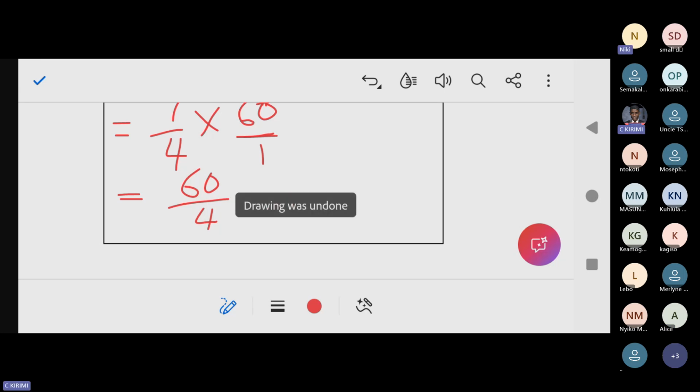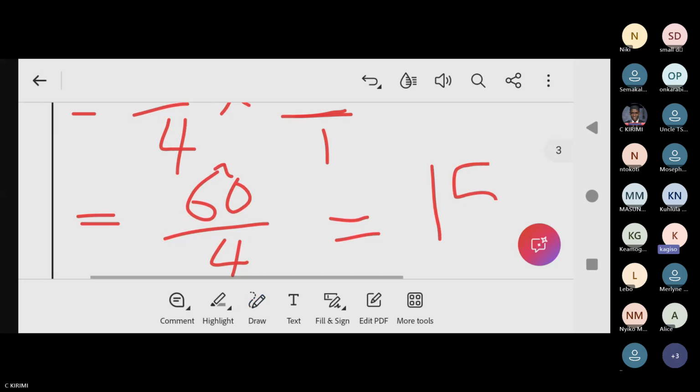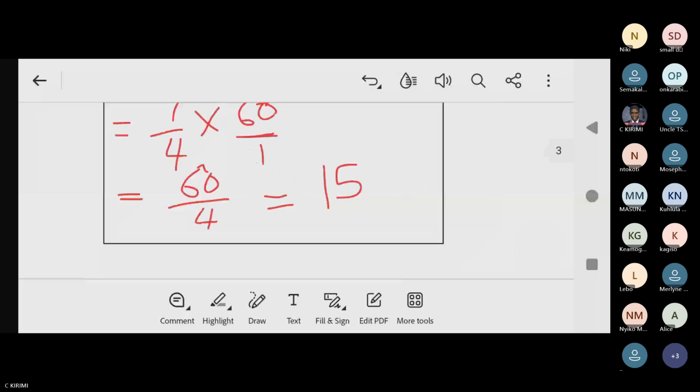4 goes into 6, 1. Write your 1. Remainder 2. Then 4 goes into 20 how many times? 5 times. So the answer is 15. The answer is 15 using short division.